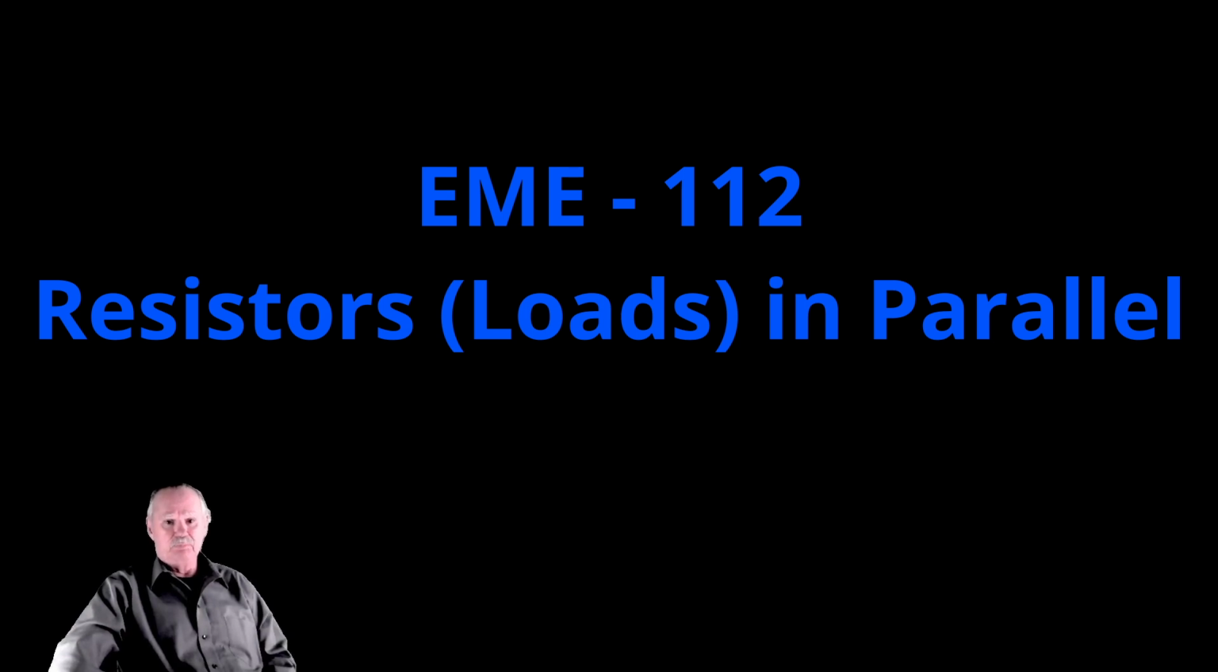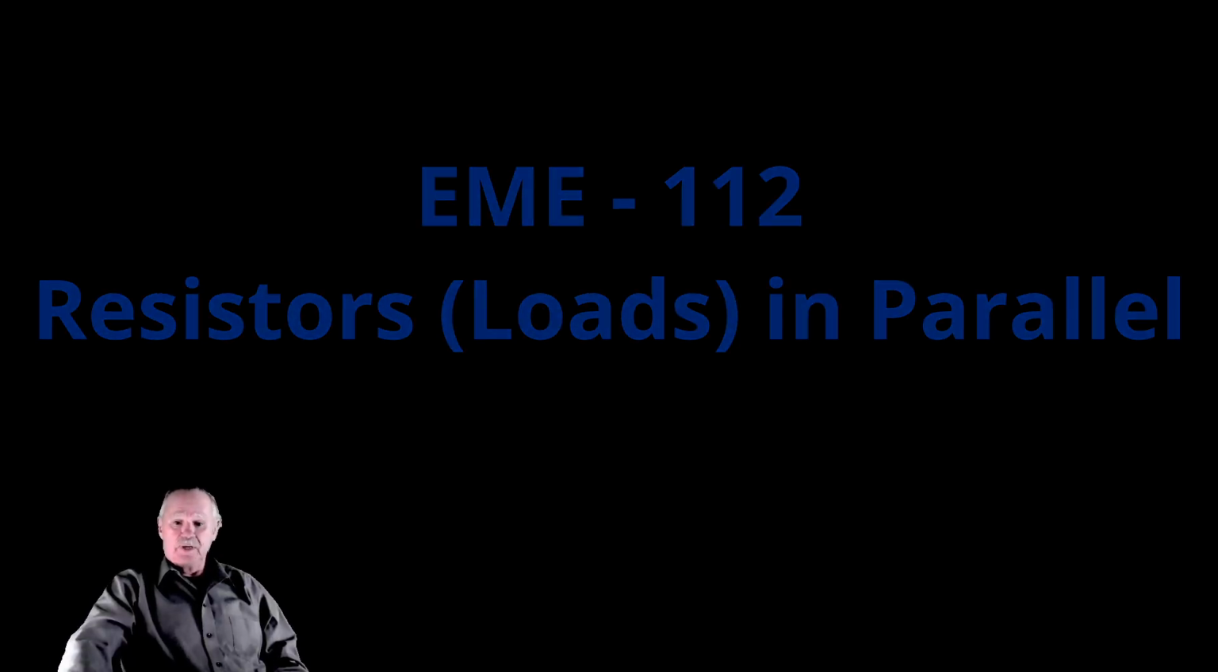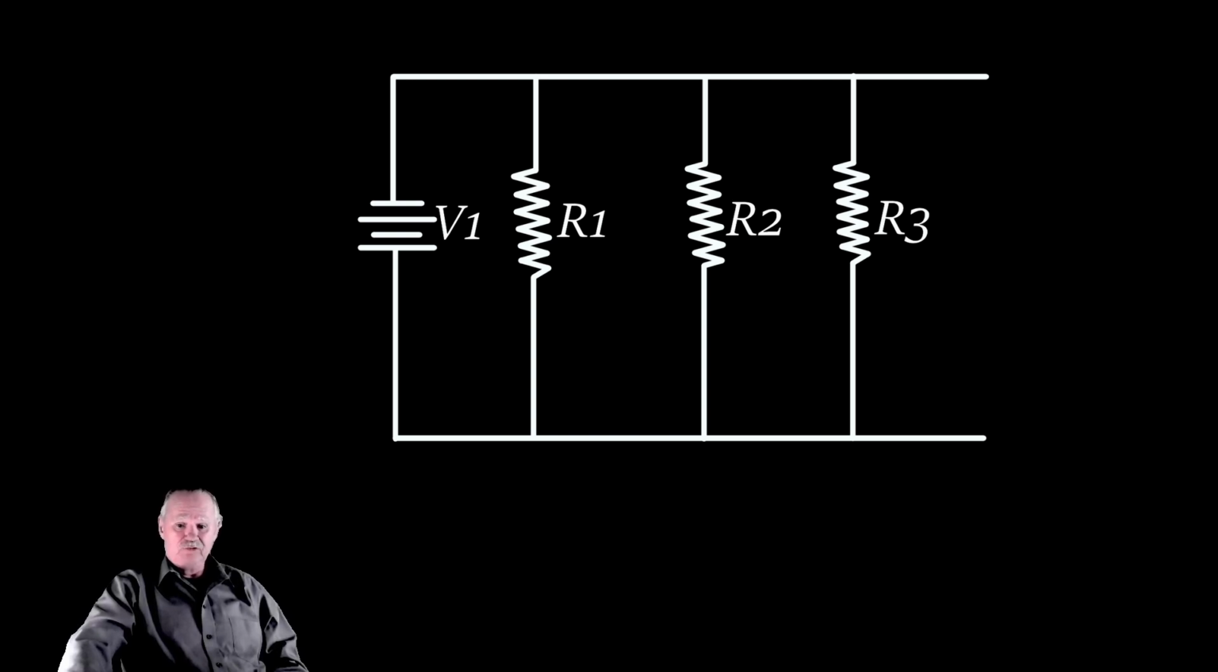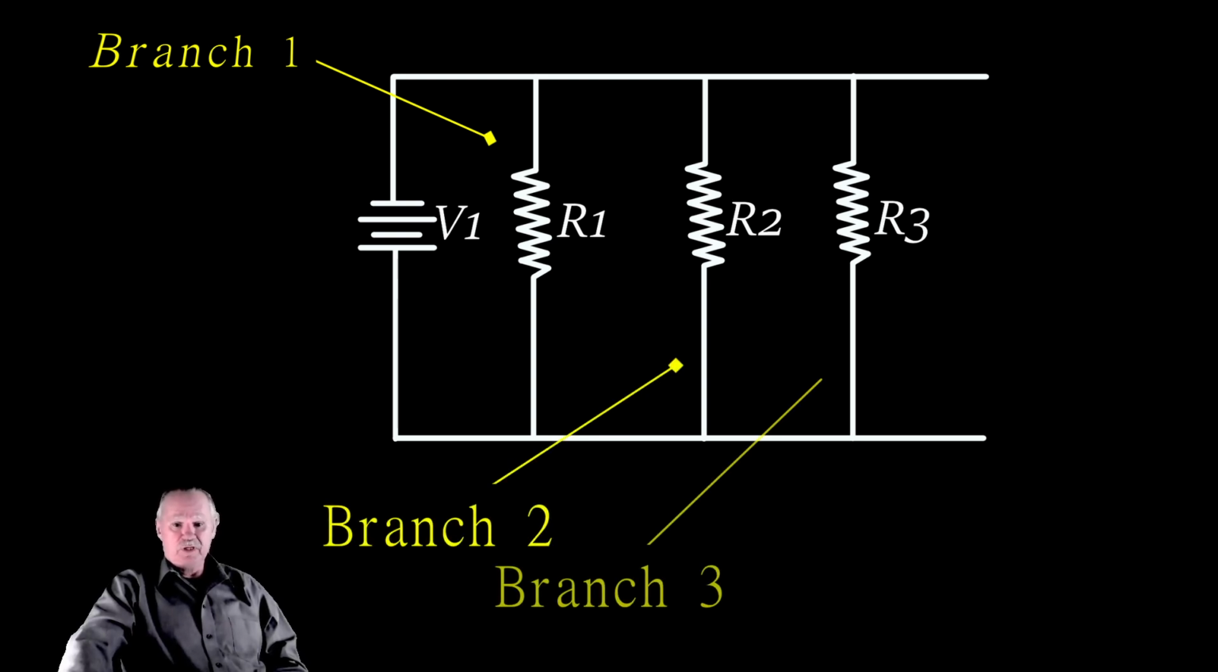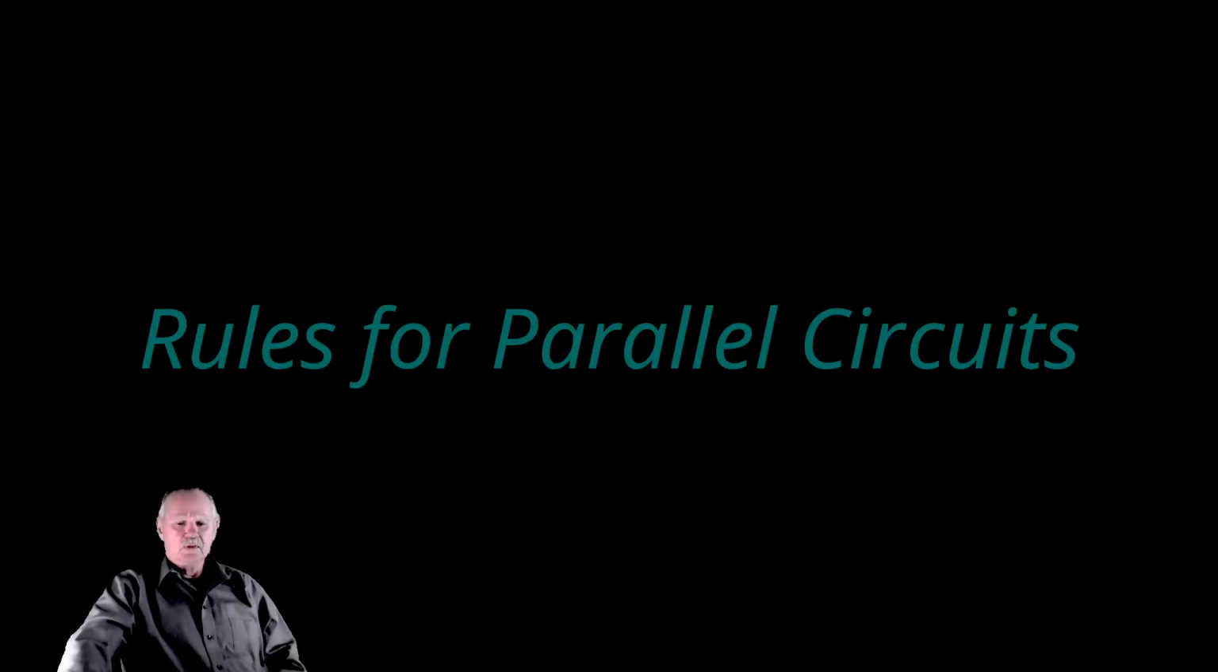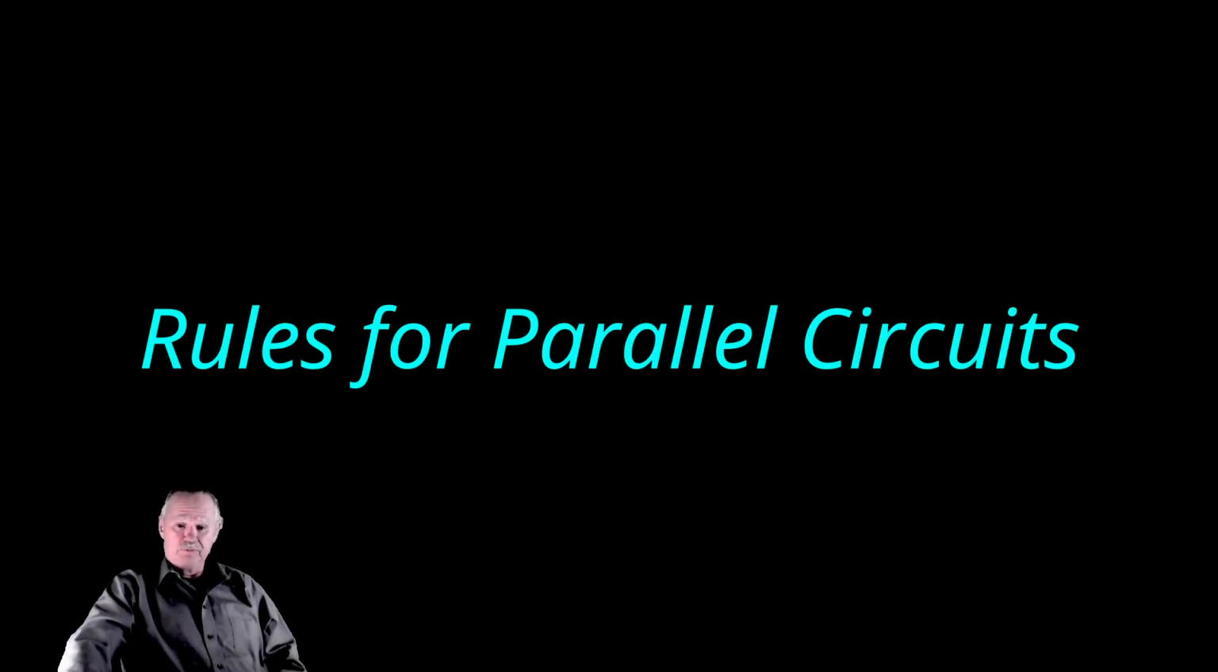It is about resistors in parallel, or loads in parallel. The properties of resistors in parallel are much different from those in series. Each part of a parallel circuit is called a branch. You can have many branches in a parallel circuit. You can have as few as two, but you must have at least two in order to have a parallel circuit.